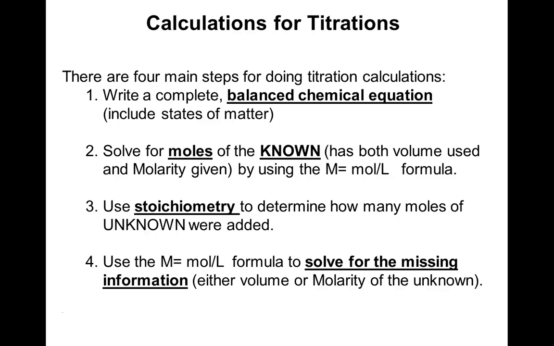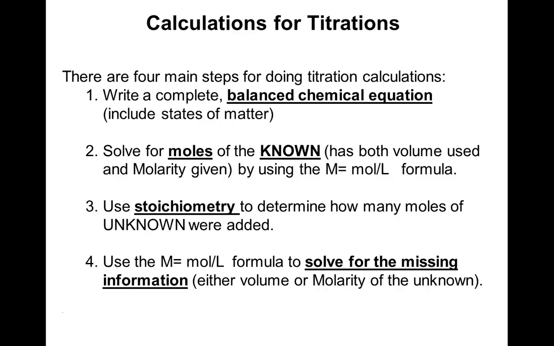So we do have 4 main steps here for calculating concentrations of a titration. And we need to be, first of all, making sure that we write that complete balanced chemical equation. And you guys know me well enough that you better include those states of matter. Then what we're going to do for our known, that's the one where, again, we know both the volume and the molarity, is solve for moles of the known. We learned how to do this in our water unit.